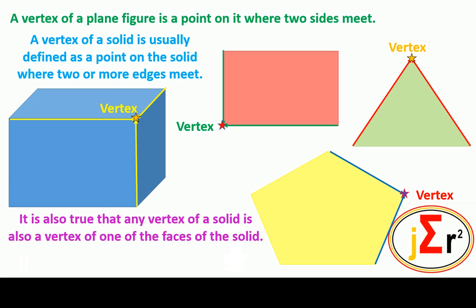It is also true that any vertex of a solid is also a vertex of one of the faces of the solid. If we have a solid, and the solid of course will have faces, any vertex of a face of the solid is also a vertex of the solid. Now, here is our face of the solid. And notice that here is a vertex of the face. And the vertex of this face is also a vertex of the solid.